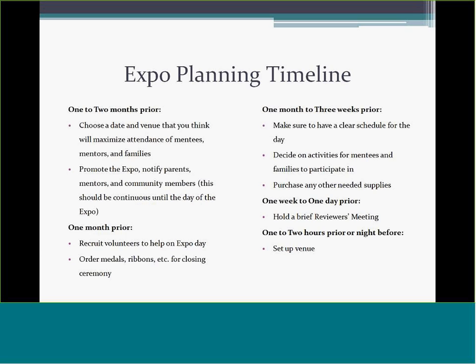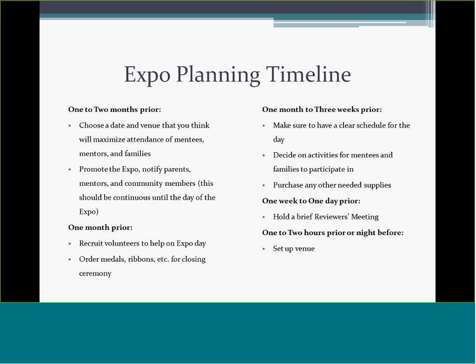One month and three weeks prior, you want to make sure you have a clear schedule for the day. You want to decide on the extra activities for the youth and the families to participate in, and purchase any other needed supplies. So you want to plan the general agenda so that you can develop what supplies you need going forward, so you're as prepared as you possibly can be for the day of the expo.